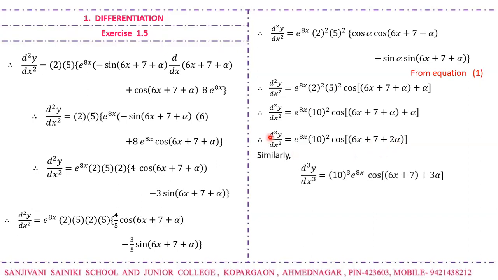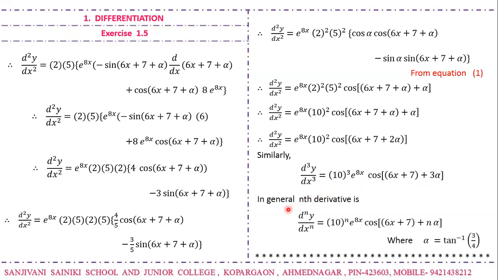Similarly, we can obtain the third order derivative d cube y by dx cube as 10 cube e raised to 8x cos of 6x plus 7 plus 3 alpha. Okay. So by using generalization, we can find the nth order derivative as d^n y by dx^n is equal to 10 raised to n e raised to 8x cos of 6x plus 7 plus n alpha. What is this alpha? Alpha is tan inverse of 3 by 4. So this is all about exercise 1.5. Now next we have to go for the miscellaneous exercise.